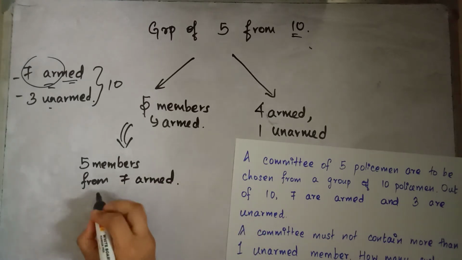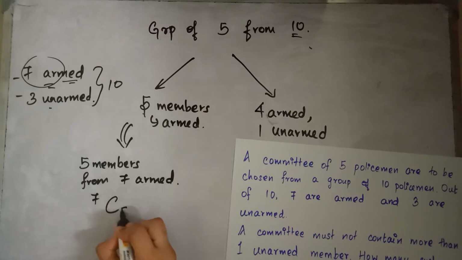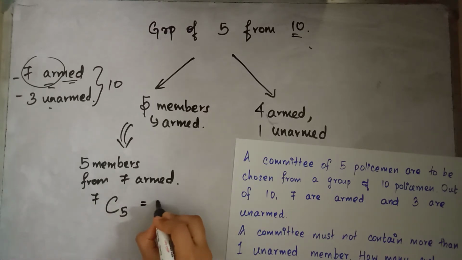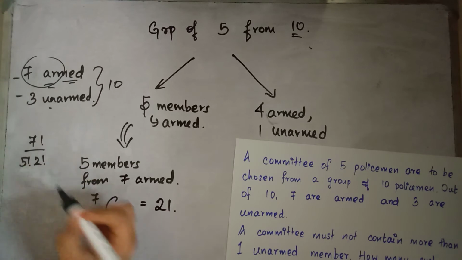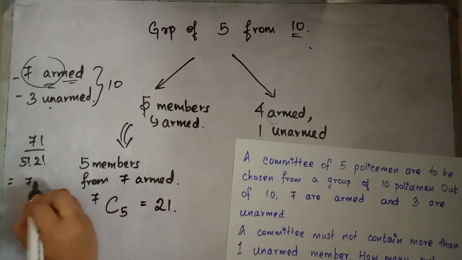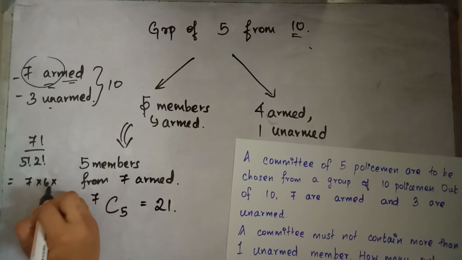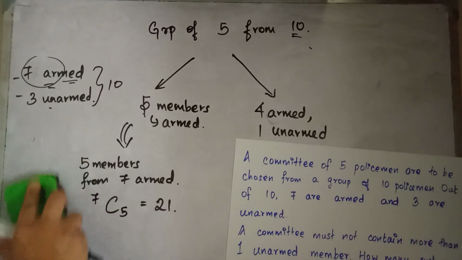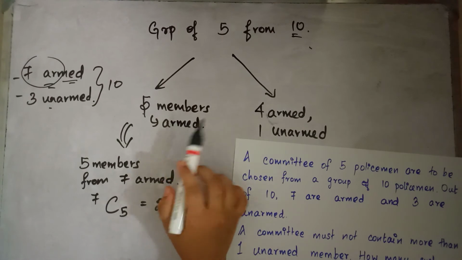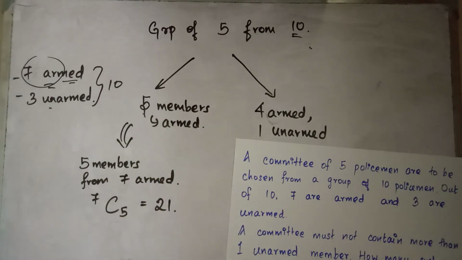So we'll find the combination for this. I'll be choosing 5 from 7 and this will give me 21. It's 7 factorial by 5 factorial and 2 factorial. 7 into 6, because 5 factorial will get cancelled, and down here we'll have 2 into 1. So I'll have 21, right? So there are 21 ways to form a 5 armed members committee.